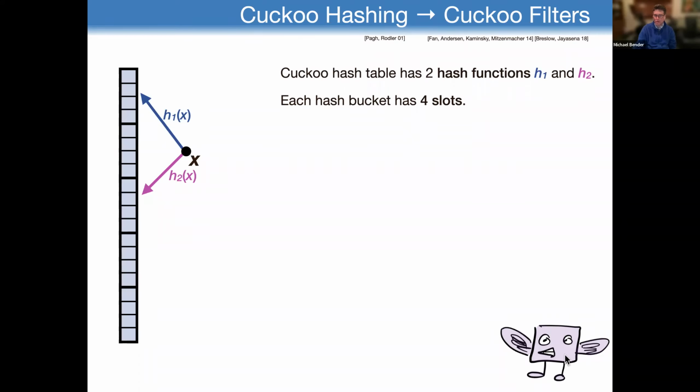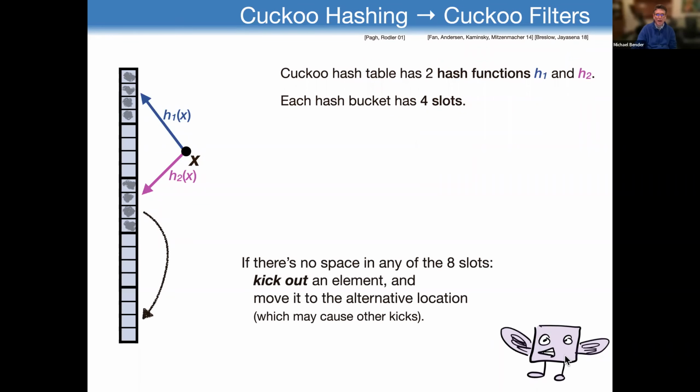And this is supposed to be a picture of a cuckoo bird. If there is space to put the element in one of these buckets, you just put it there and you're done. But if there's no space in any of these 8 slots, then you kick out an element and move it to the alternative location. This is what I've shown here. There was no space in any of those buckets, so this particular element got kicked out. Now there's a new location where we can put this element X. But now that we've kicked this element out and moved it to our other location, it could be that that also kicks out another element from this bucket, which goes someplace else.